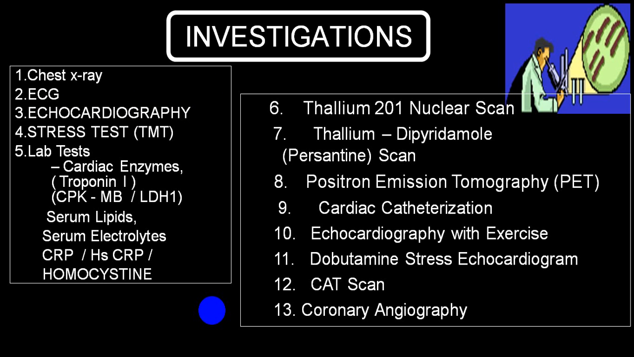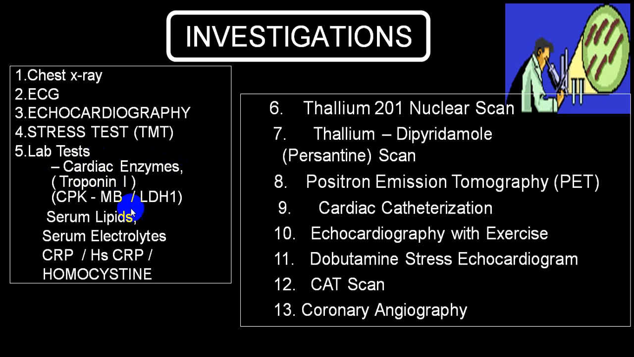Stress testing is done usually in a case of a stable angina to confirm the diagnosis. It should not be done in a person with an unstable angina, or we call it acute coronary syndrome. Troponin, CPK-MB and LDH1 is very important. By and large, the troponin I is most important, which gives you a very good idea regarding a myocardial necrosis or myocardial injury.